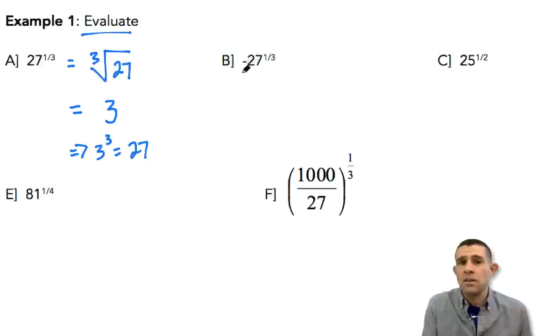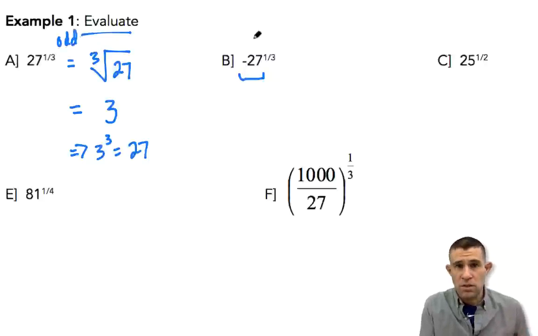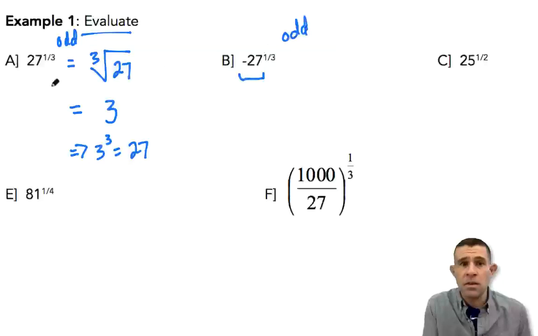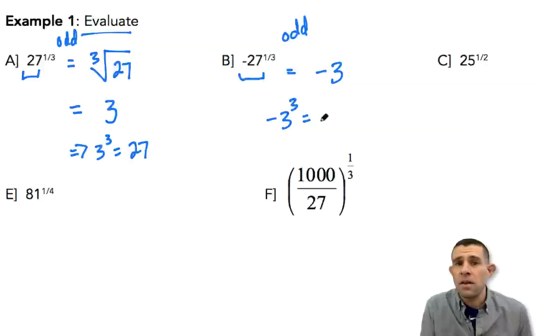All right, now let's take a look at negative 27 to the 1/3. And just note the difference between A and B. Now in A, we had an odd root. Likewise, in B, we have an odd root. However, we had a positive number here in A, and we have a negative number here in B. So our solution here in B is going to be negative 3, because if I take negative 3 and raise it to the 3rd power, that's negative 3 times negative 3 times negative 3, which results in negative 27.